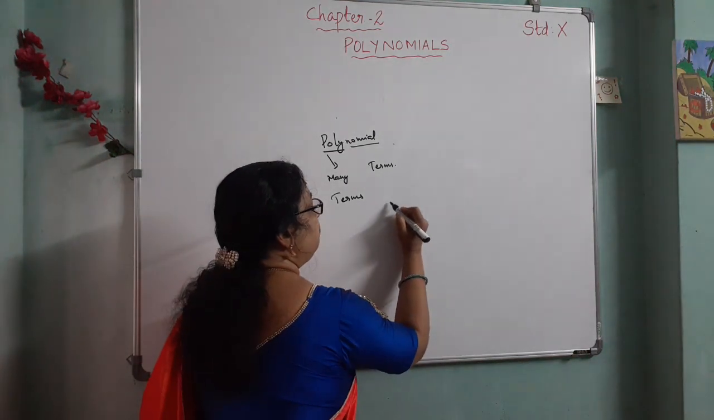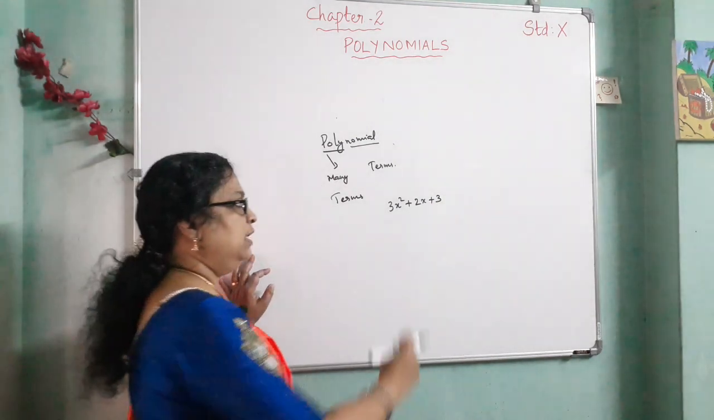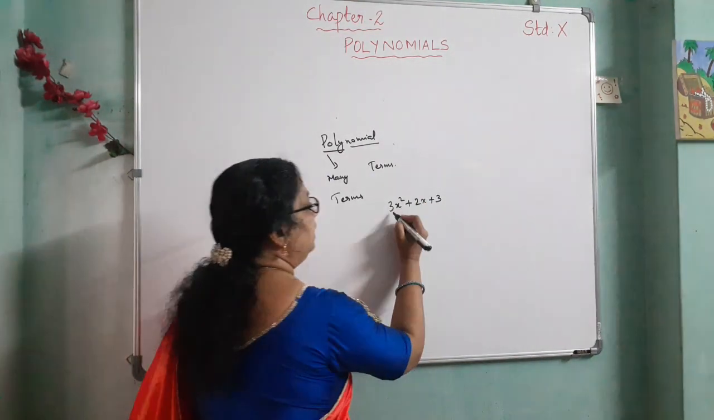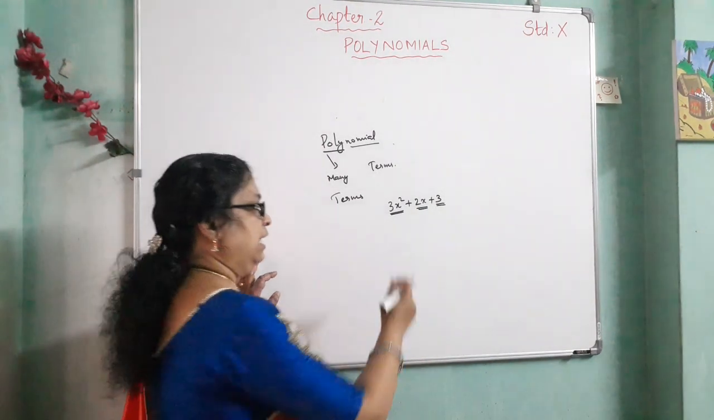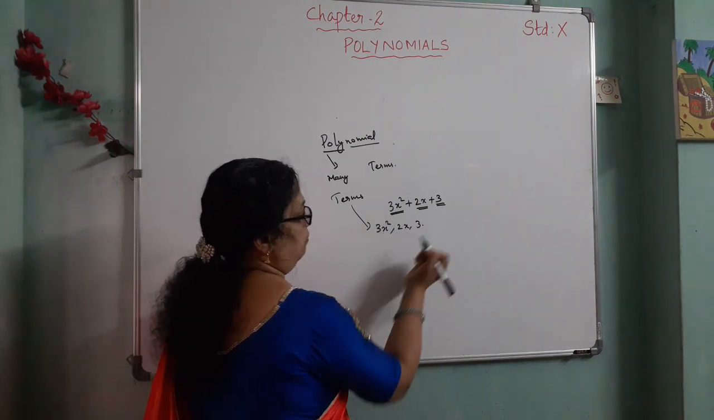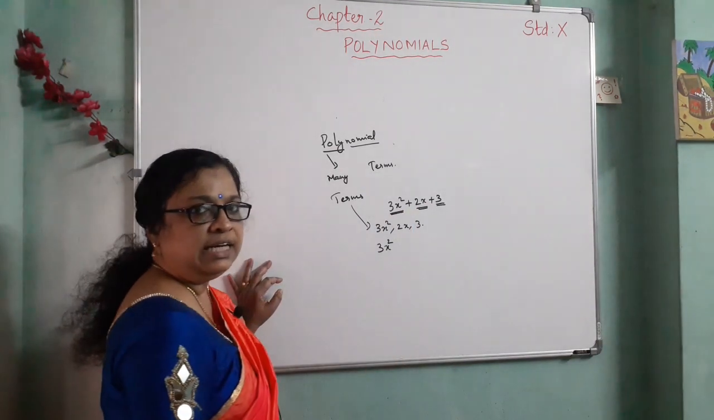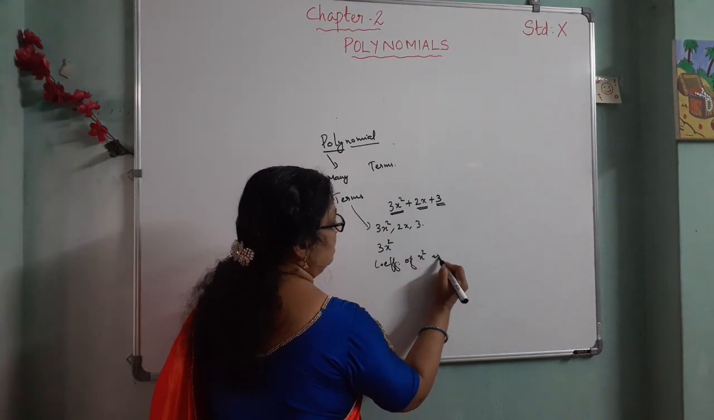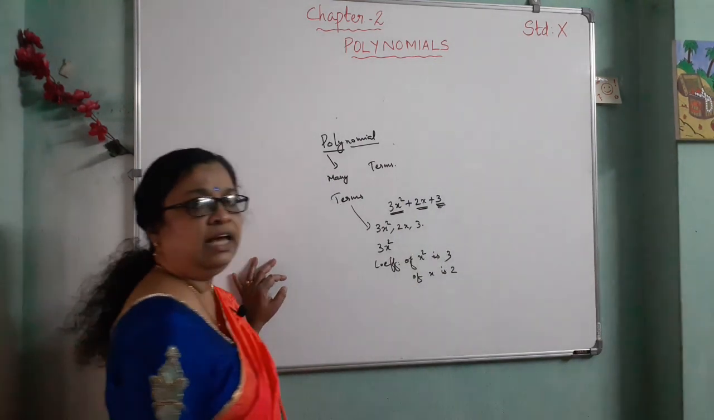For example, 3x square plus 2x plus 3. This is a polynomial, an algebraic expression. It is a polynomial in one variable, and the variable is x. The terms are 3x square, 2x and 3, that is, 3 terms. The coefficient of x square is 3, since 3 is multiplied with x square. The coefficient of x is 2, and this 3 is a constant.